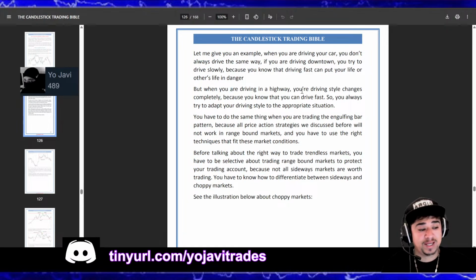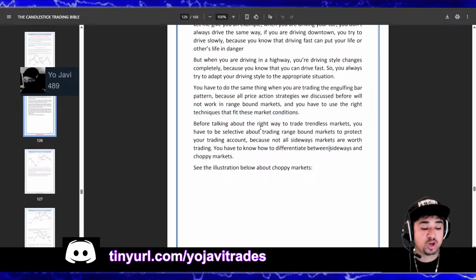But when you are driving on a highway, like in a trending market, your driving style changes completely because you know that you can drive fast. So you always try to adapt. This is key right here. Try to adapt your driving style to the appropriate situation. You have to do the same thing when you are trading the engulfing bar pattern or any strategy, because all price action strategies we discussed before will not work in range bound markets, and you have to use the right techniques that fit these market conditions.